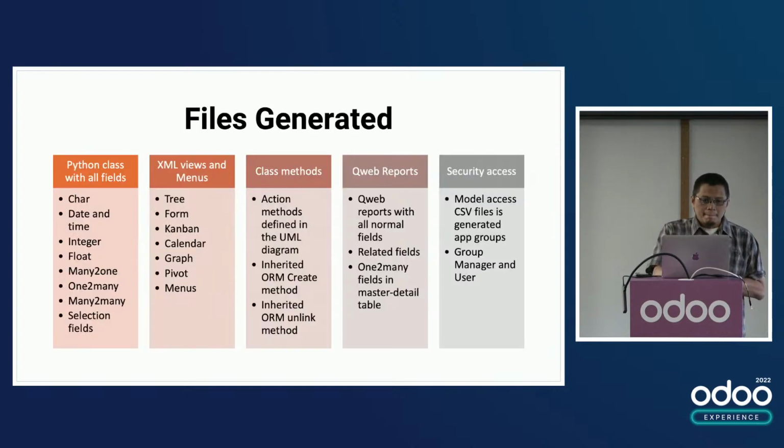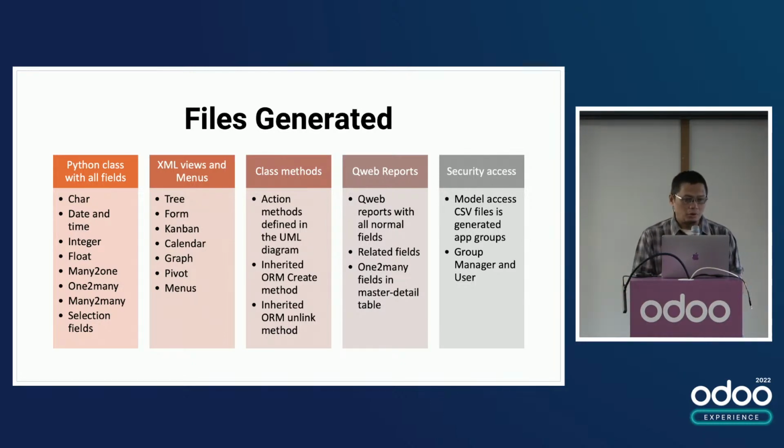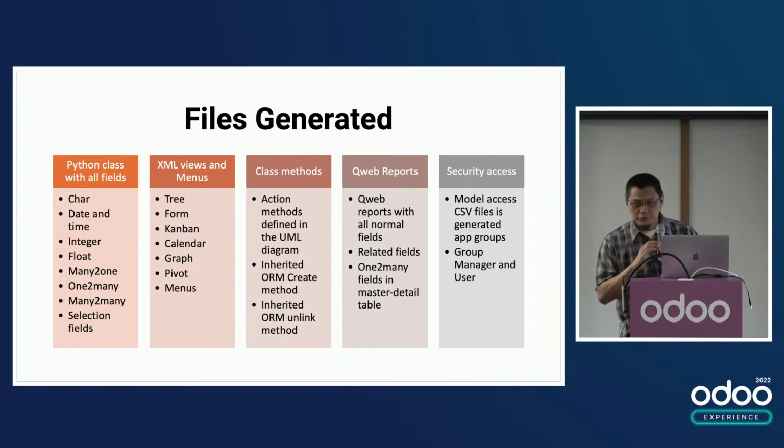So what is actually generated? The Python class with all the fields we draw on the class diagram, whether it is character field, date and time, integer, float, many to one, one to many, or selection fields. And then the XML views, whether it's tree, form, Kanban, calendar, graph, pivot, and then the menus for each of the classes that we have in the diagram.